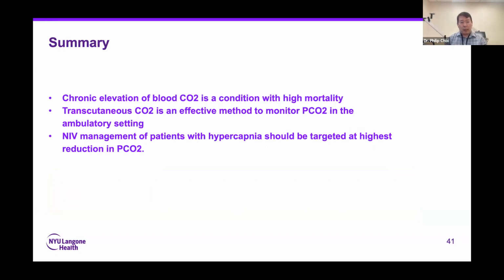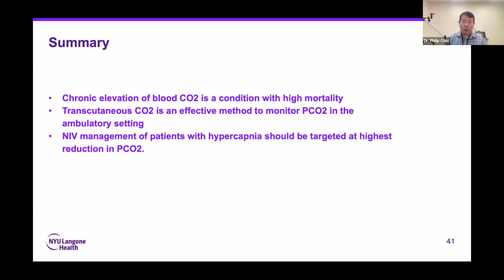And so in summary, I really wanted to highlight during this talk that chronic elevation of blood CO2 is a condition with very high mortality, that transcutaneous CO2 is an effective method to monitor PCO2 in the ambulatory setting, and really to highlight at least that hopefully people will get a better appreciation that PCO2 needs to be measured, whether it's through transcutaneous or through arterial blood gases, and that NIV management of patients with hypercapnia should be targeted at the highest reduction in PCO2 from their baseline.